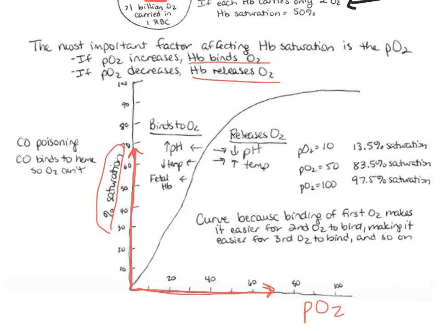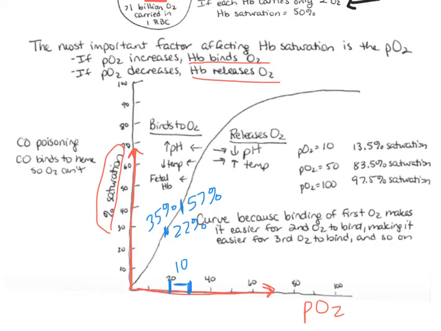So for example, if the PO2 were 20, then the saturation rate would be 35%. But if the PO2 jumps up 10 millimeters of mercury to 30 millimeters of mercury, then the hemoglobin saturation jumps up to 57. So while there's only a 10% change in the PO2, there's a 22% change in the saturation.